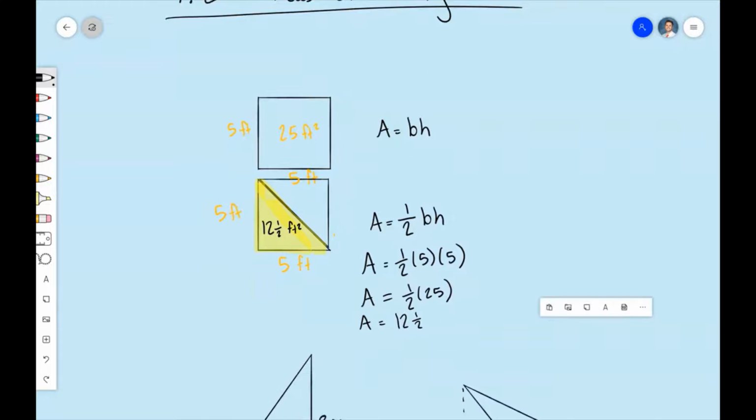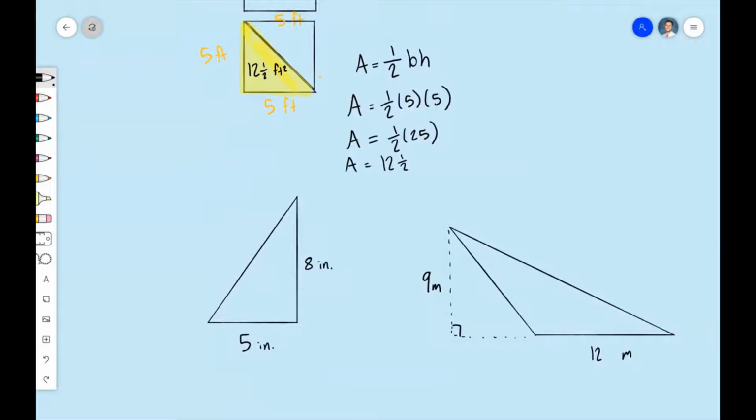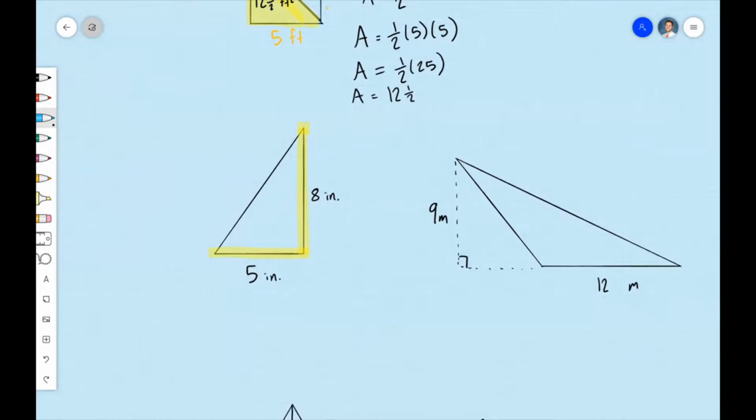So let's look at a few more examples. Here we have a triangle on the left that has a base of 5 inches and a height of 8 inches. Again, the same thing will apply. The height is going to be based on what is perpendicular to the base. So from our vertex here, we go perpendicular, at a 90-degree angle, to the base. So our base is 5 and our height is 8. The area will be equal to 1/2 of the base times the height.